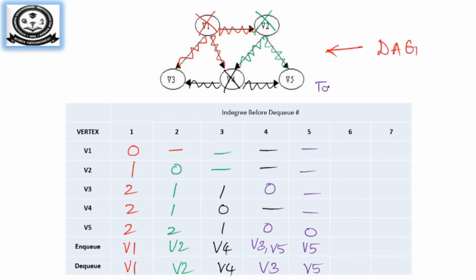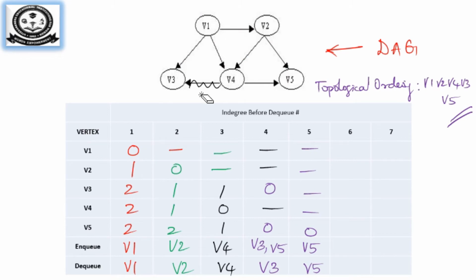So the topological ordering for the given graph is V1, V2, V4, V3 and V5. So this is the answer for the given graph. So this is the graph for the given topological sorting.